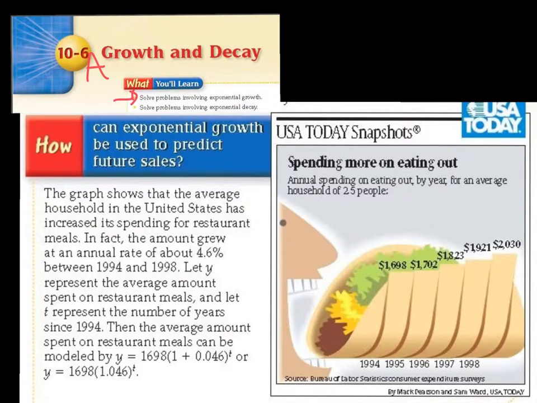The graph shows the average household in the United States has increased its spending for restaurant meals. In fact, the amount grew at an annual rate of about 4.6% between 1994 and 1998. If we let y represent the average amount spent on restaurant meals and let t represent the number of years since 1994, then the average amount spent on restaurant meals can be modeled by y equals 1698 times (1 plus 0.046) to the t, or y equals 1698 times 1.046 to the t.